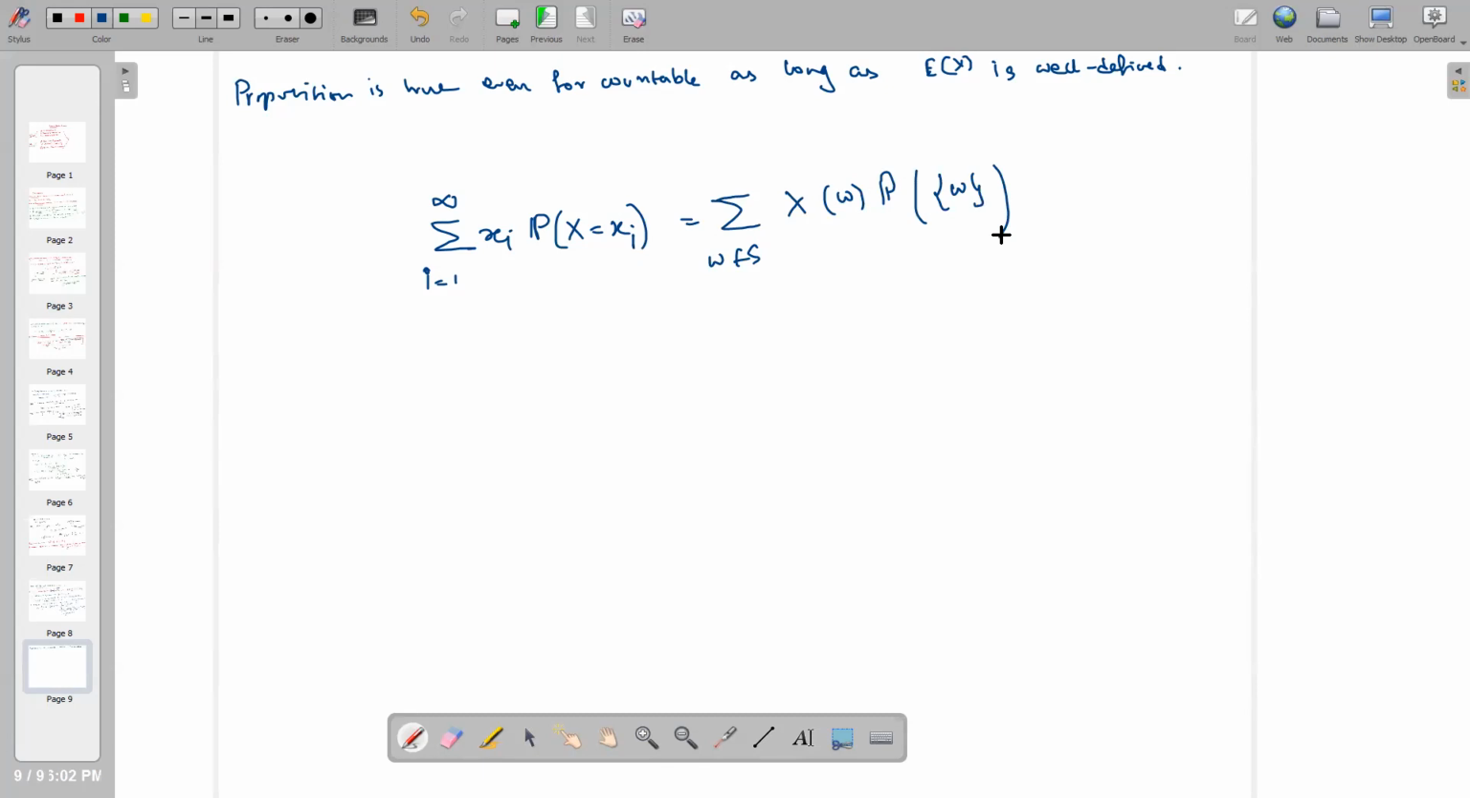Now, what is this essentially? This is a rearrangement of the first sum, right? Now since we have absolute convergence, we have this rearranged thing also converging, right? To the same limit. So if either the number of values of X or the sample space S is finite, we can use this argument.